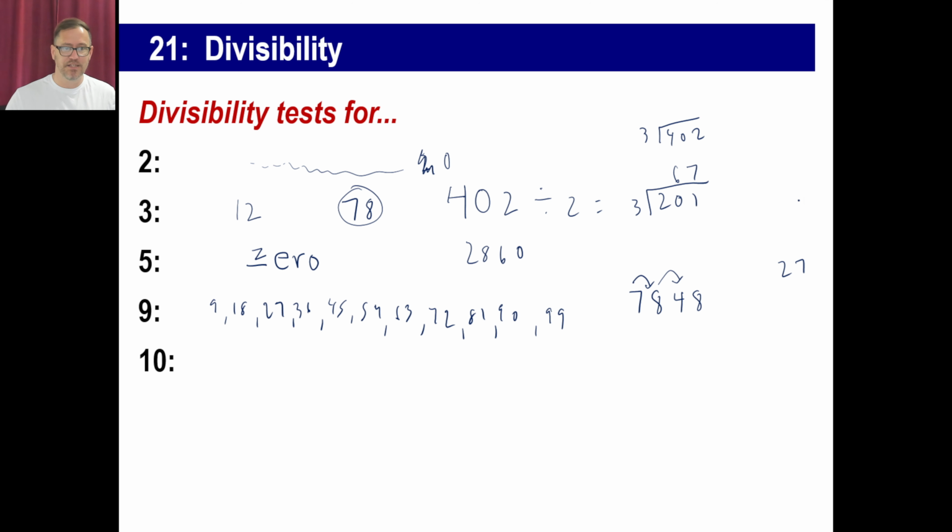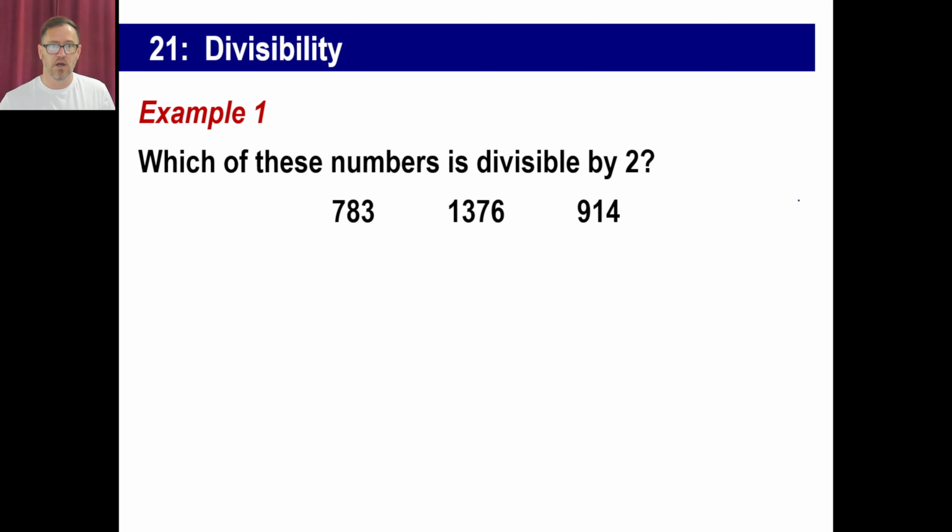Okay? 10's an easy one. If it ends in a 0, it's divisible by 10. End of story. So let's look at some of these. Which of these is divisible by 2? Obviously, that ends in a 6. That ends in a 4. Both even numbers. That's an odd number, 783, so that one isn't.